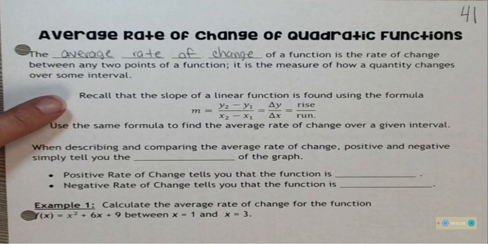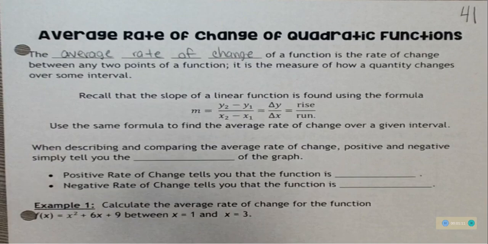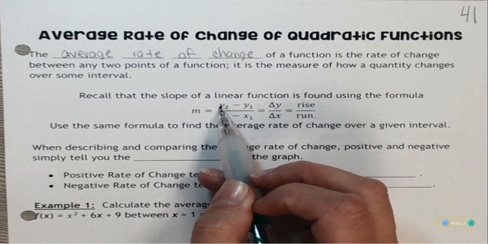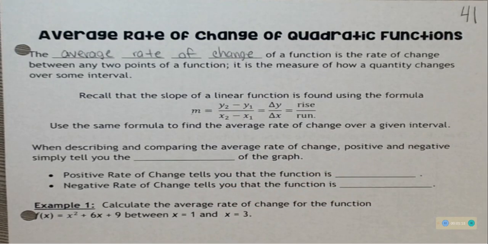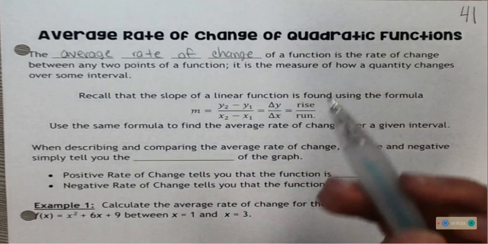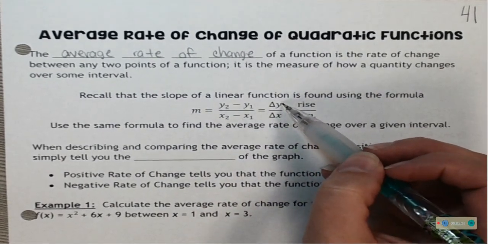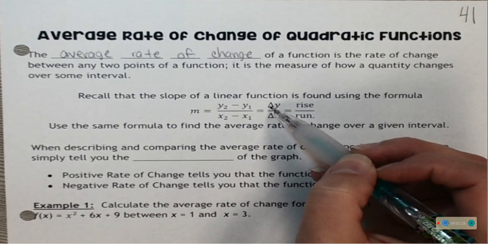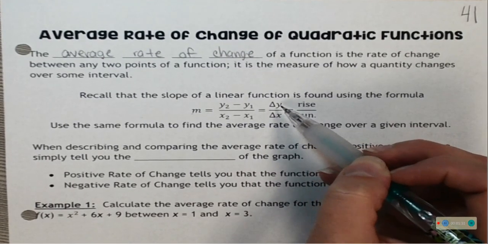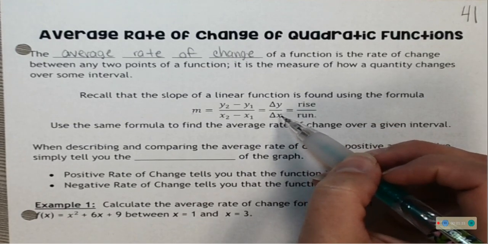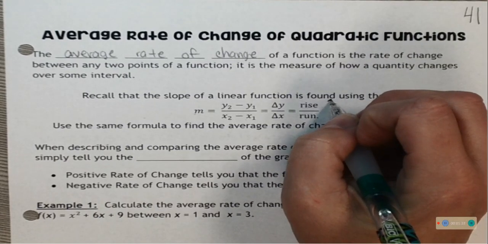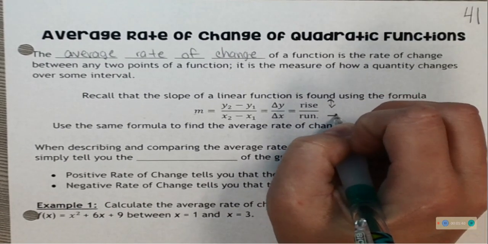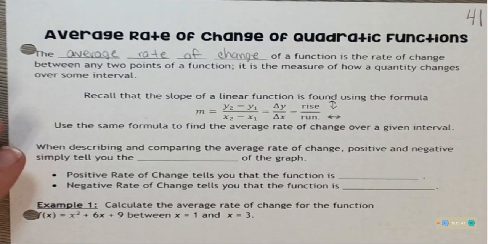Now, recall that the slope of a linear function is found using the formula m equals y2 minus y1 over x2 minus x1. That is on your formula sheet, so you do not have to memorize it. It's called the slope formula. The rate of change, or the slope, is your change in y. That's what that little delta means. It means change in y. Delta is the triangle part. Change in x. And if you're looking at a graph, it's how much you rise. How much do you go up and down compared to how much do you go left or right?